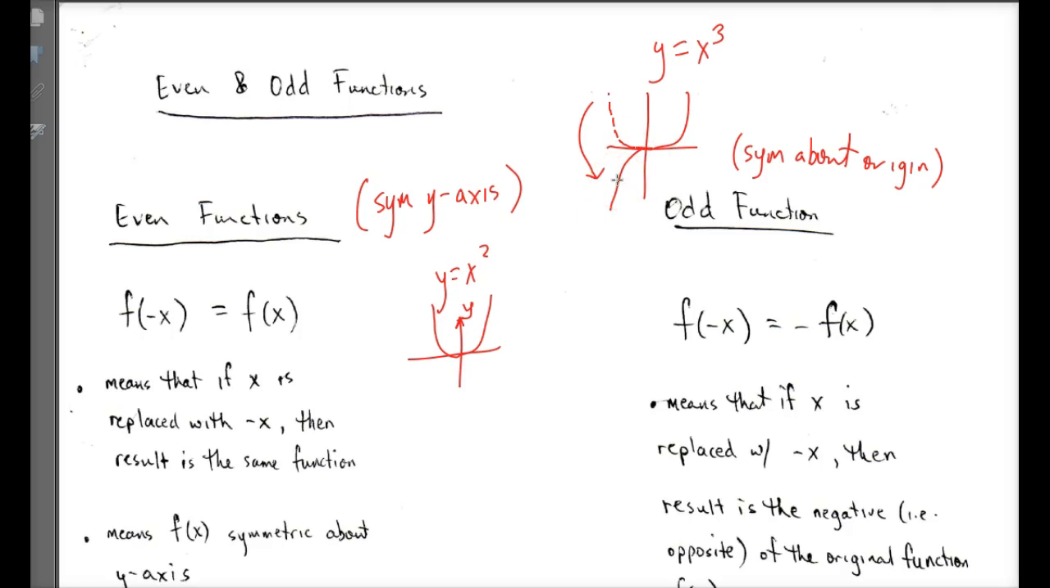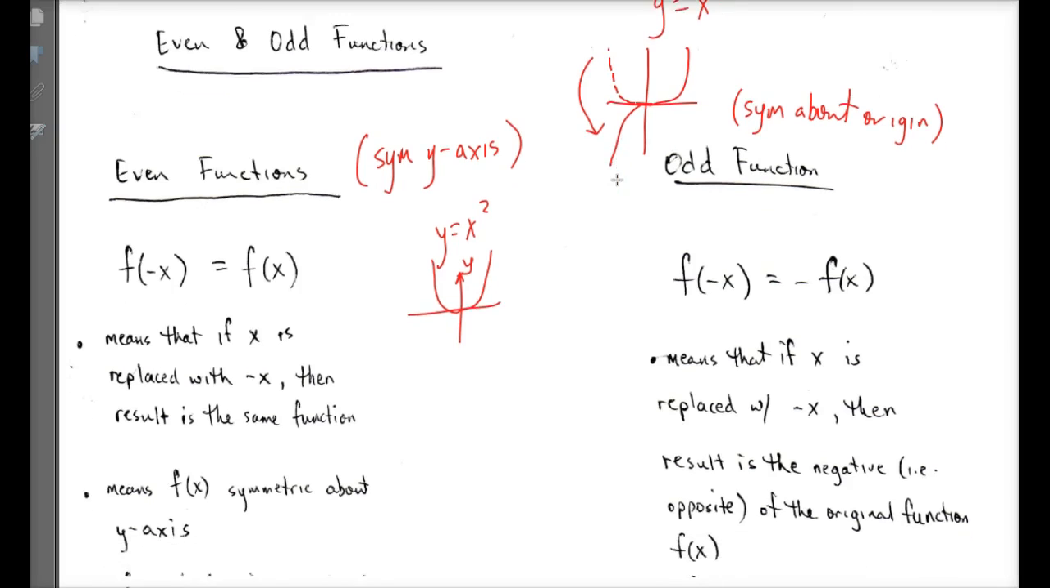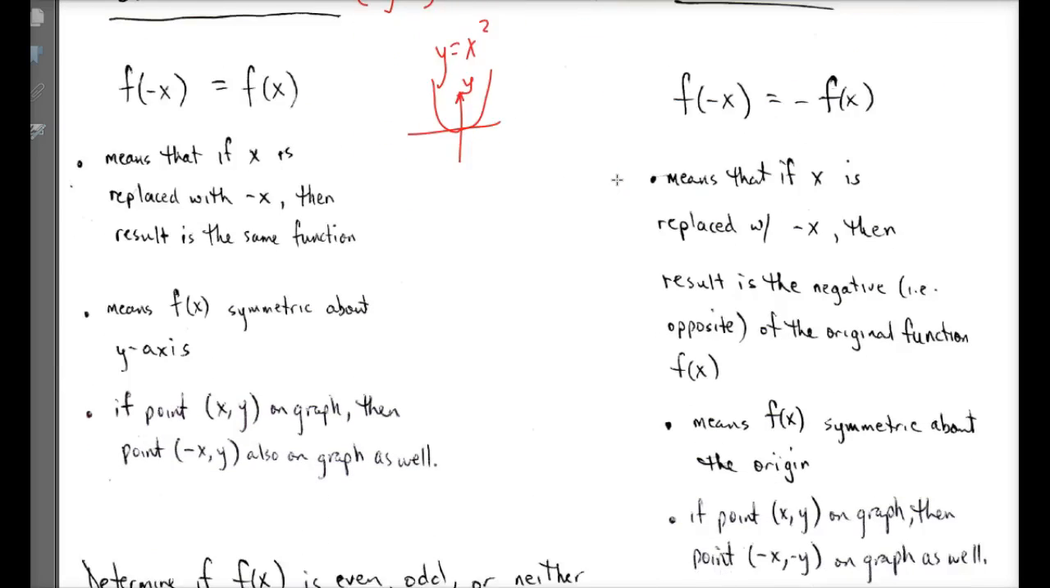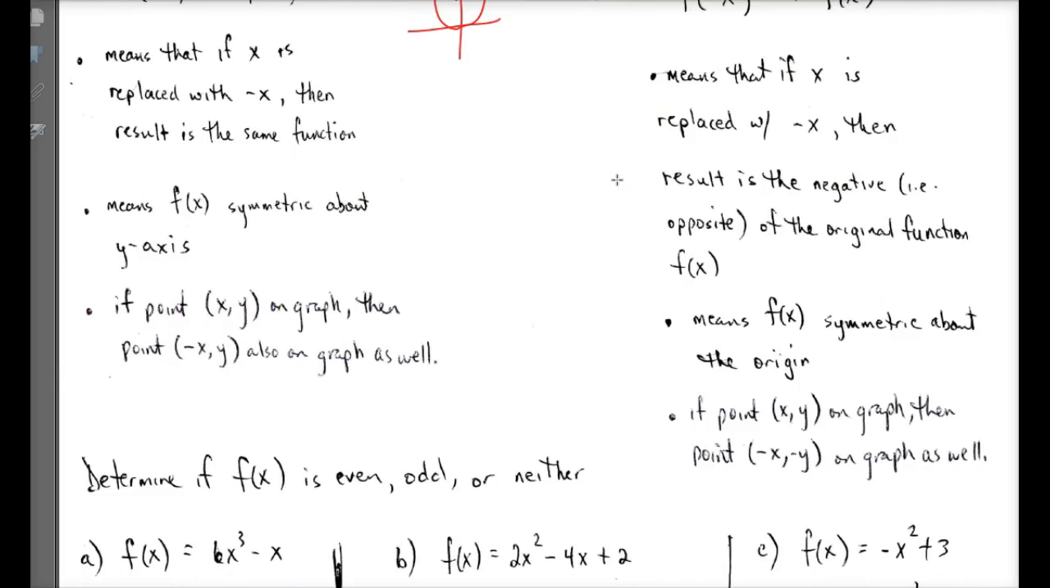So that is what we mean when we say that a function is even or odd. In particular, even is symmetry about the y-axis. Odd is symmetry about the origin. Okay. Now, moving forward, I have some other explanations.